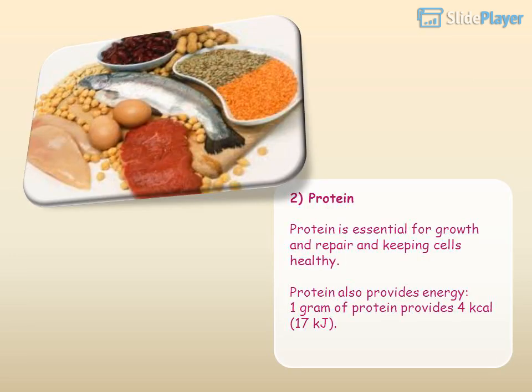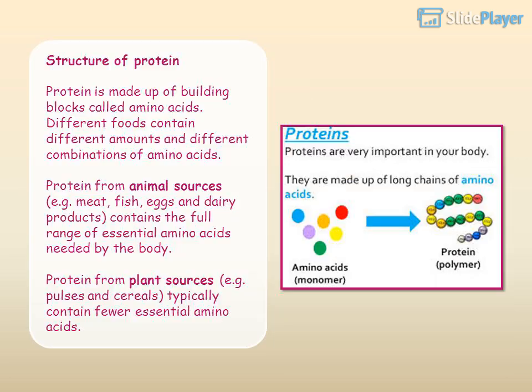2. Protein. Protein is essential for growth and repair and keeping cells healthy. Protein also provides energy. 1 gram of protein provides 4 kilocalories, 17 kilojoules. Structure of protein. Protein is made up of building blocks called amino acids. Different foods contain different amounts and different combinations of amino acids.